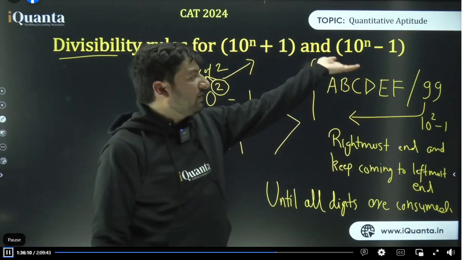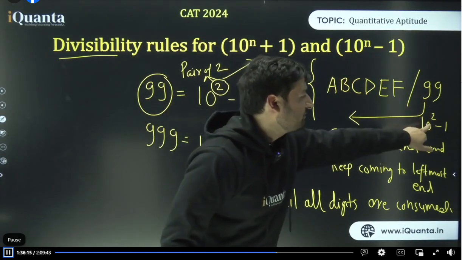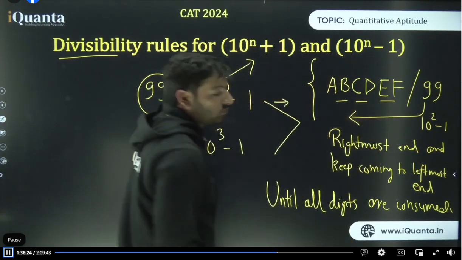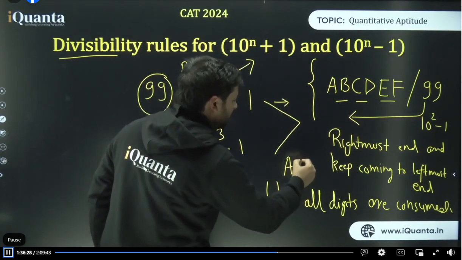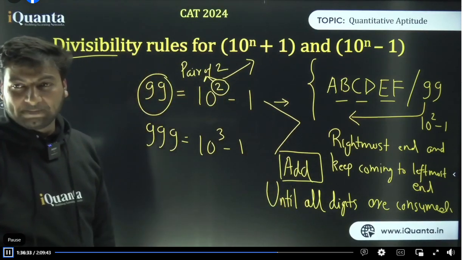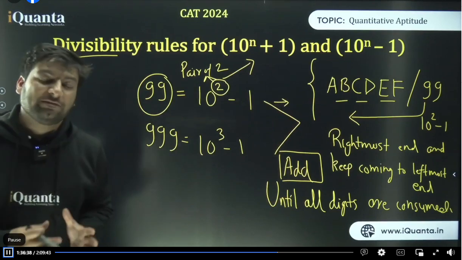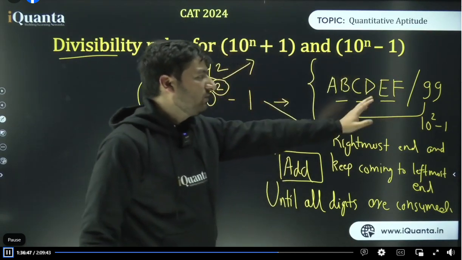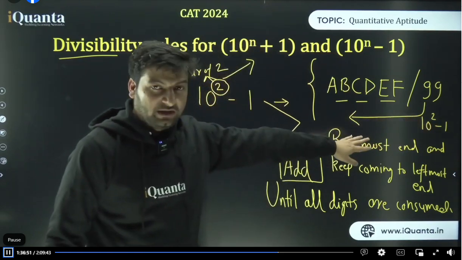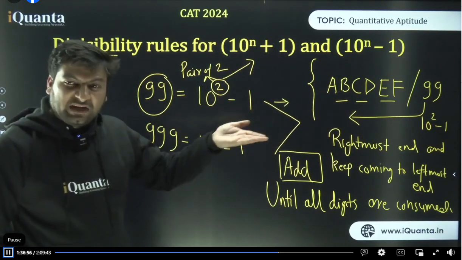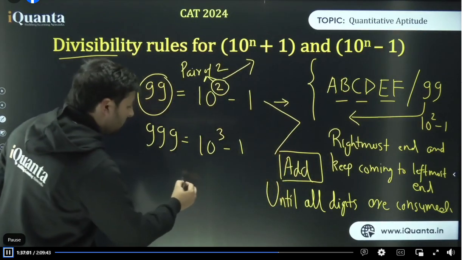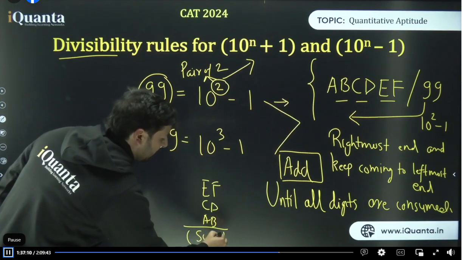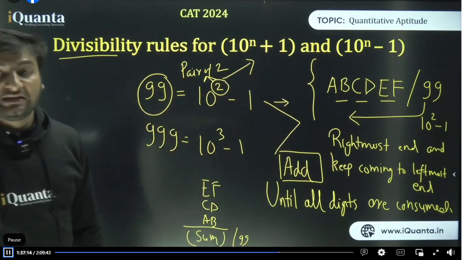Whenever your number is of the form 10 to the power n minus 1, you will try to express it in that form. What is the power of 10 over here? 99 can be written as 10 square minus 1, so the power is 2. So you will make pairs of two digits from the rightmost end, and always remember, add them all. Basically, this is a concept which is very much used in finding remainders. If we are checking with 10 to the power n minus 1, we will make pairs of that many digits starting from the rightmost end, and we will add all of those. So we will add EF to CD to AB. Whatever sum we get in the end, if that is divisible by 99, that means the number is divisible by 99. Is that clear to you or not?